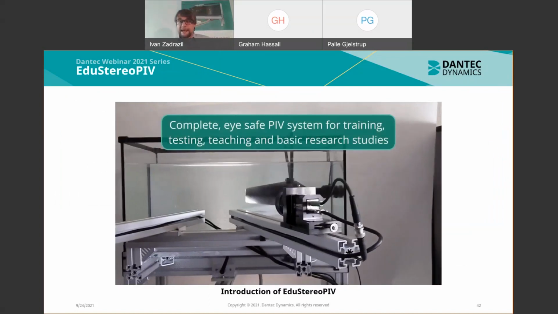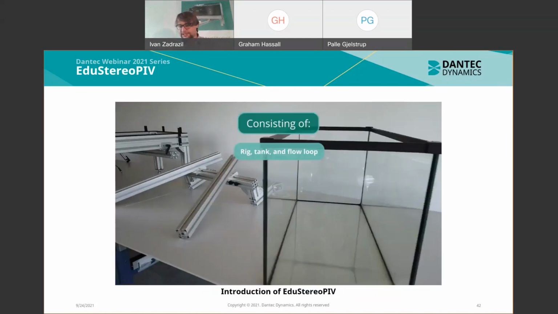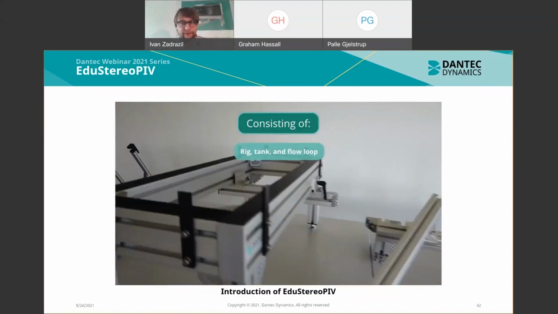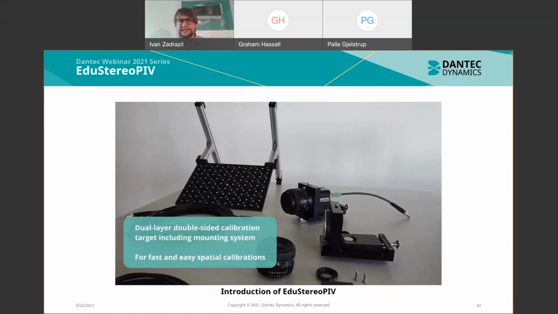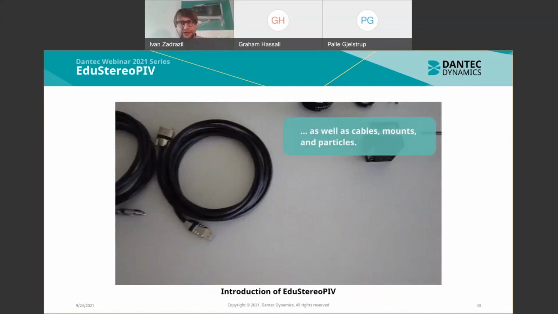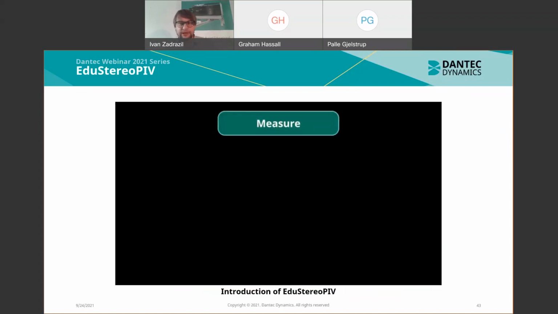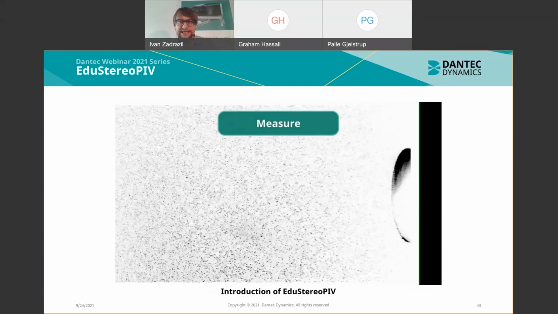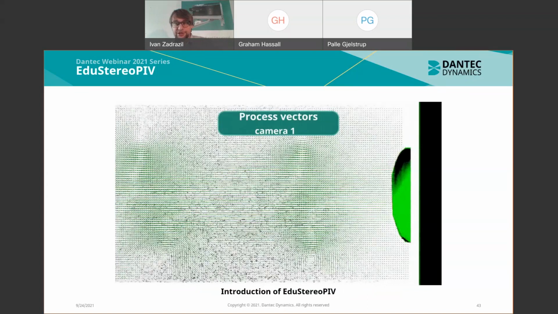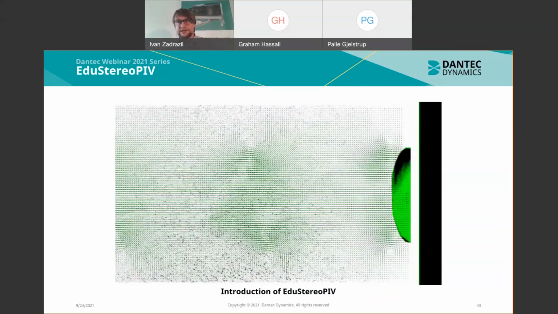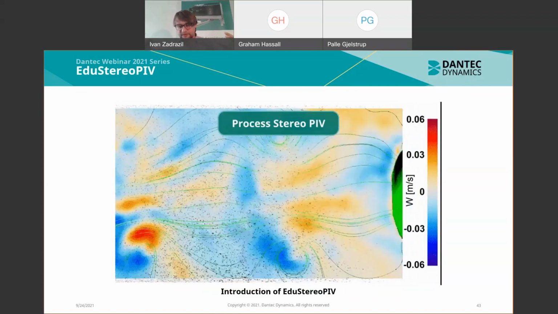So finally, let me introduce Edu Stereo PIV, which is a system which we launched very recently. As I mentioned in one of the initial slides, Edu PIV is 2D 2C. Edu Stereo PIV is 2D 3C, where we can measure all three velocity components in a plane. And the students would learn additional skills. In Edu Stereo PIV, we use two cameras.